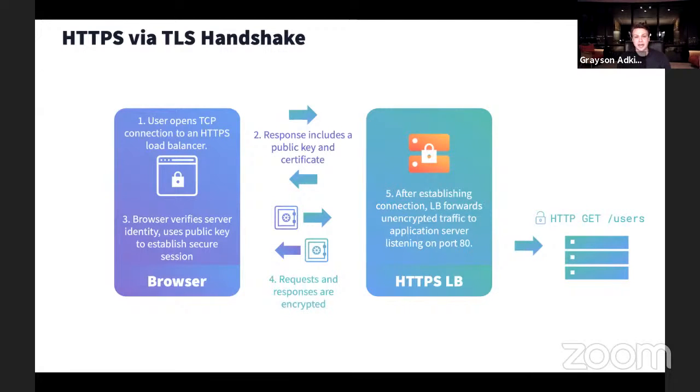After establishing that connection, the load balancer then forwards the unencrypted traffic to the application server, listening on port 80. And then, as you can see on the far right, an unencrypted HTTP request, in this case a GET users, is sent to the server, and then that returns a response, which is again encrypted. It returns back to your browser. So this process happens automatically when the SSL certificate is set up for a domain.